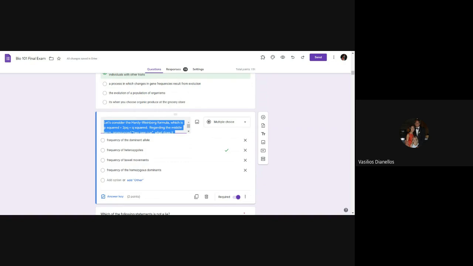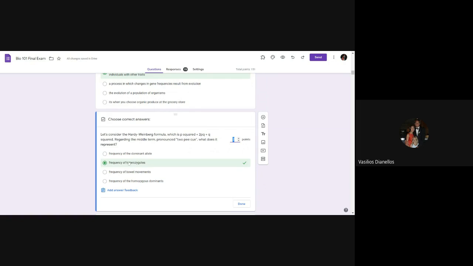those are the homozygous dominant and homozygous recessive. And depending on the source you look at, sometimes P squared could be the dominant one. Sometimes it could be the recessive. I've seen that in different sources. So to keep things simple, the only thing that's never ambiguous is 2PQ. 2PQ is also, as always, the frequency of heterozygotes. So that is the answer, frequency of heterozygotes.